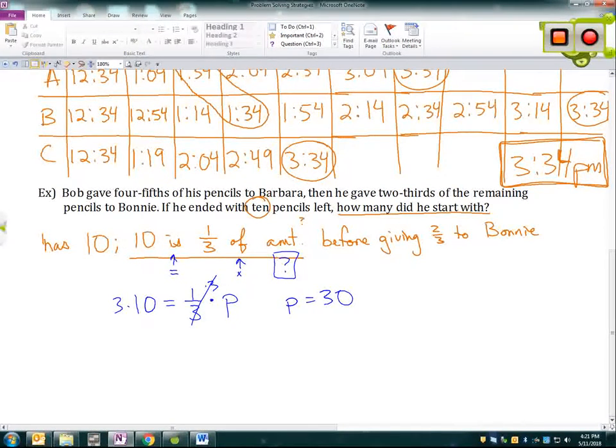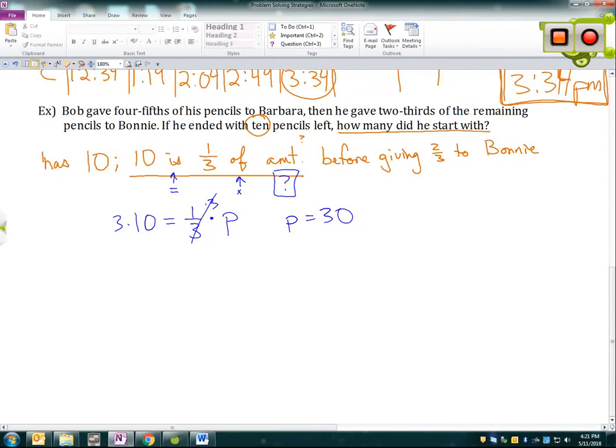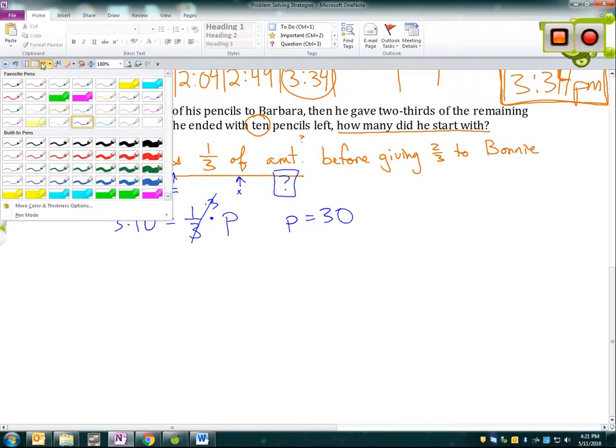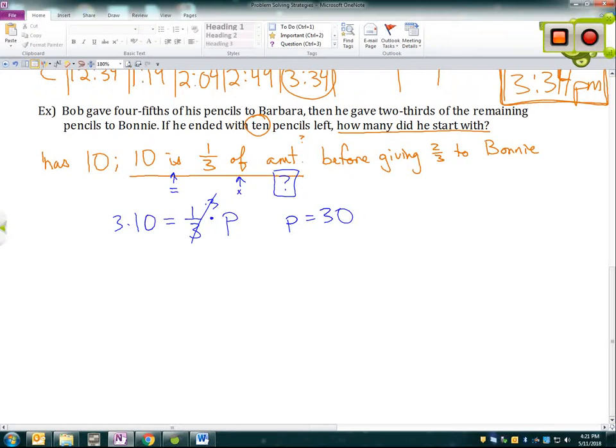So I'm going to go backwards one more time and write another statement to figure out how many he had before giving some to Barbara. We'll say it this way: now he has 30, and if he gave 4/5 away, then that means he was left with 1/5 of his original. So 30 is 1/5 of the original amount, or the original number.